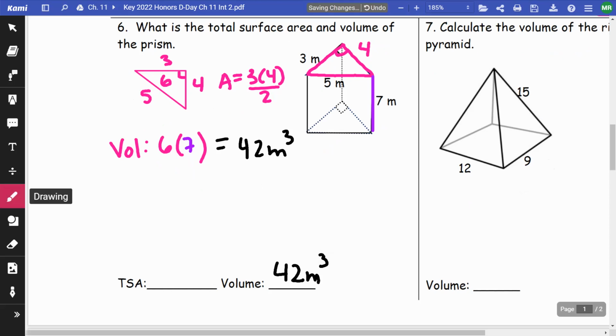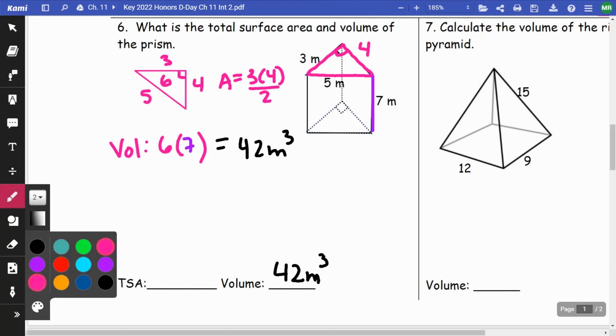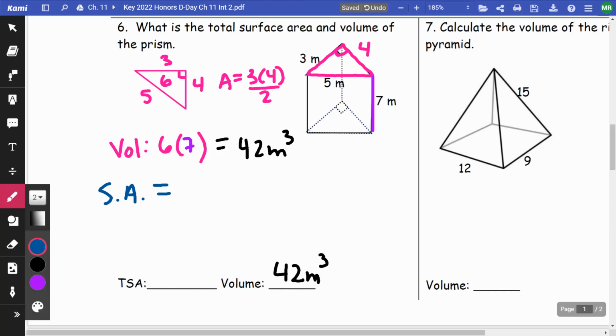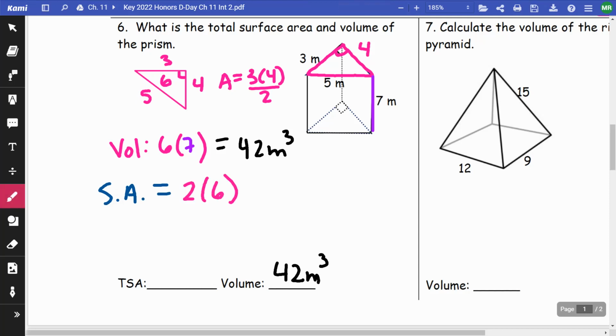Now, when I'm trying to find the surface area, I am going to have that 6, that triangle. Okay, I'll do it in pink. That's the triangle. I'm going to have that triangle twice, top and bottom. So I'm going to have at least 12 so far.